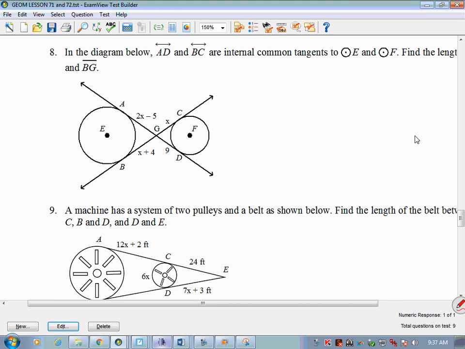All right, number 8, a little different. We haven't run across some of these internal tangent lines just yet. Okay, I think we've only got 2 questions left. We may have enough time for you guys to even get started today.